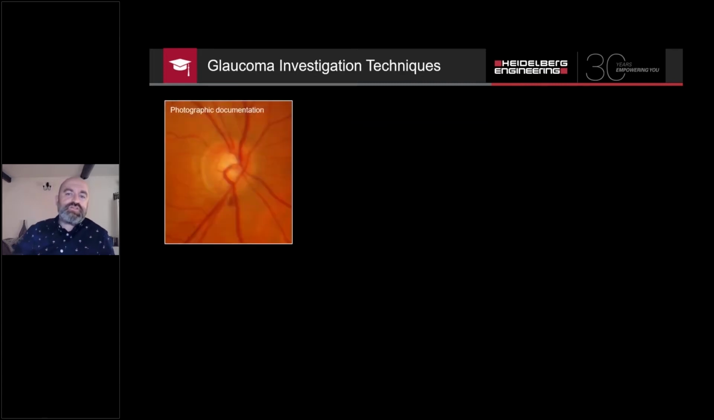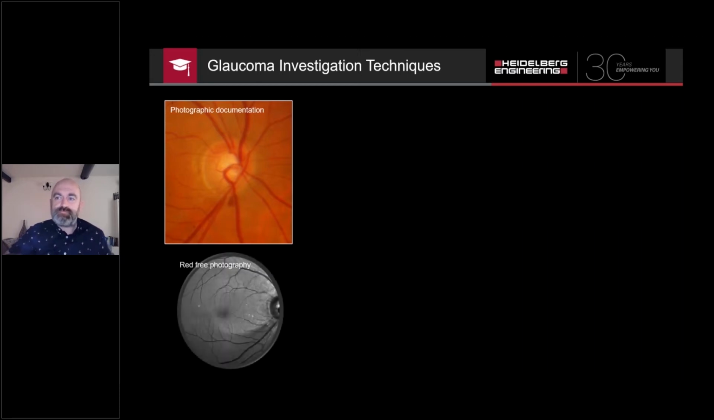So what are our traditional glaucoma investigation techniques? Well, the obvious one is of course photographic documentation, which backs up our clinical exam. And this is where most clinicians have been trained to look for glaucoma, at photographs. Also, red-free imaging can be very useful. It's a very good way, using red-free photographs, to look at the general area of the nerve fiber layer across the surface of the retina to see if there's a loss of reflectivity.